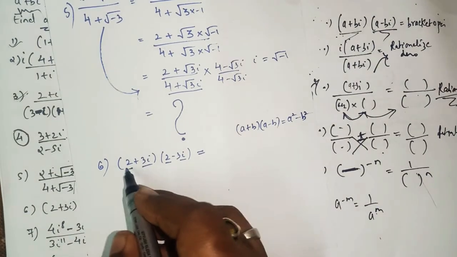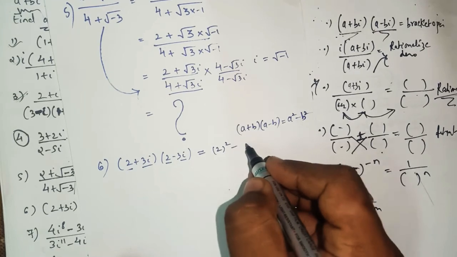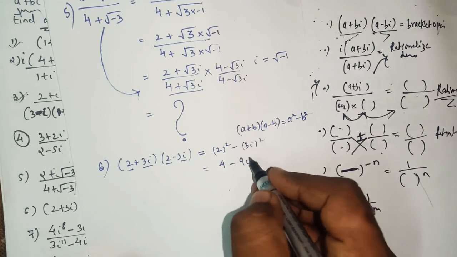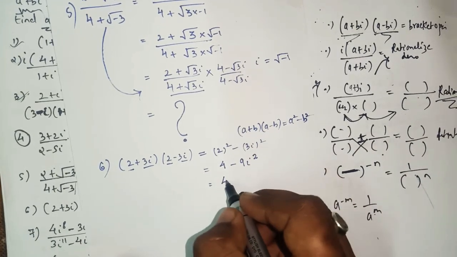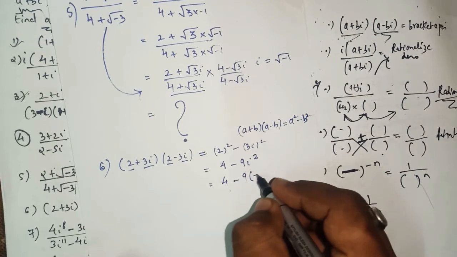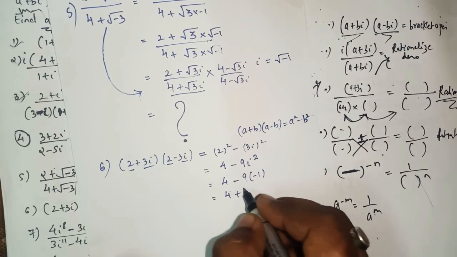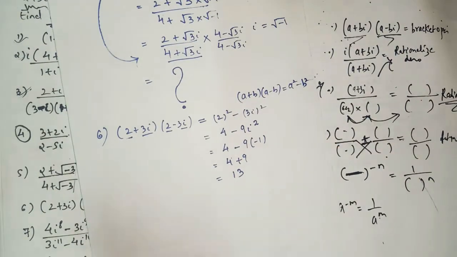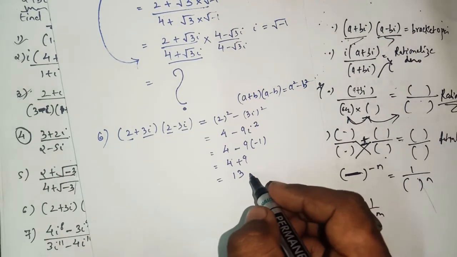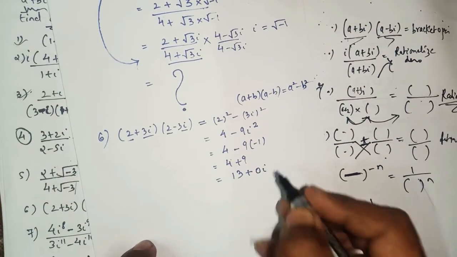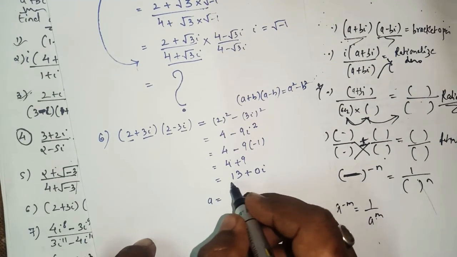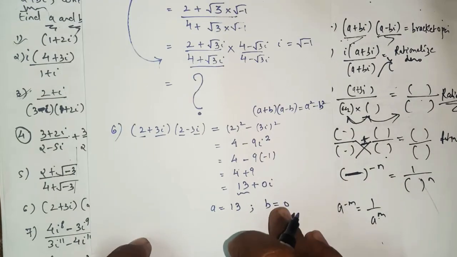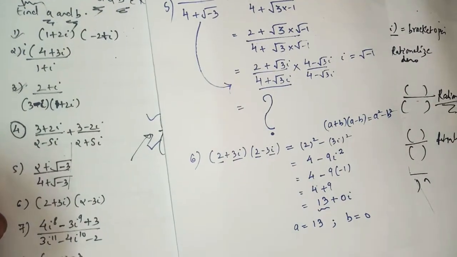Understood? So here 2 square minus 3i square. 2 square will be what? 4, minus 9i square, and in place of i square we can write minus 1. So 4 plus 9, here we got 13. Understood? But here the i part is absent, so we can write 0. Comparing with a plus bi, a is 13 and b is 0. I hope this fifth and sixth you can try by yourself.